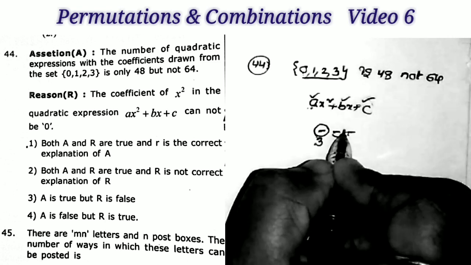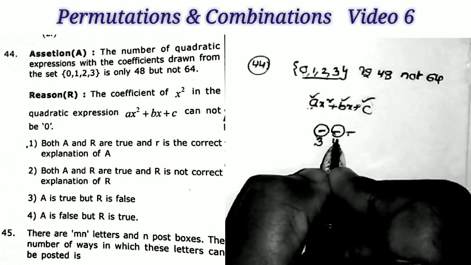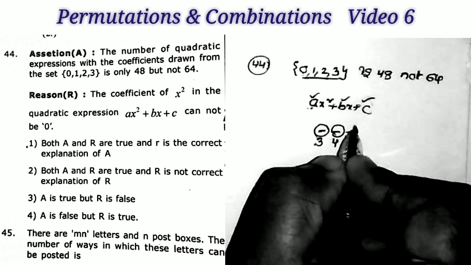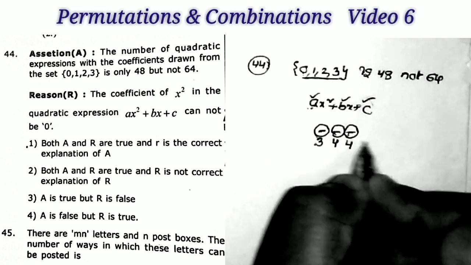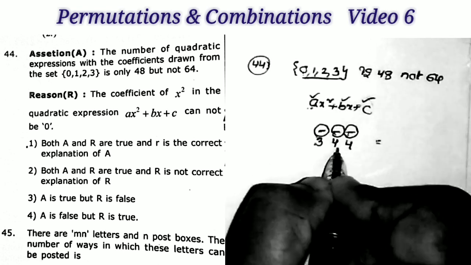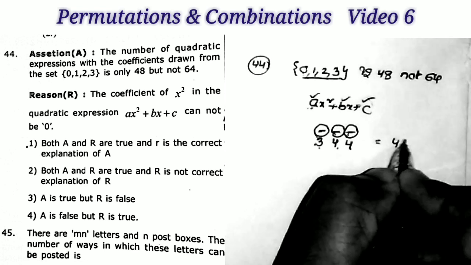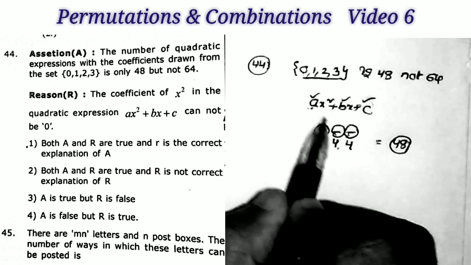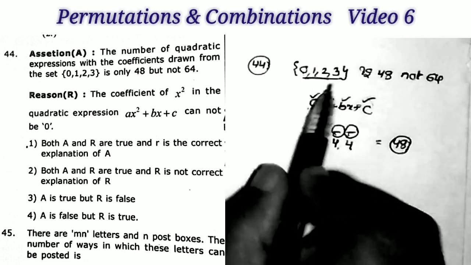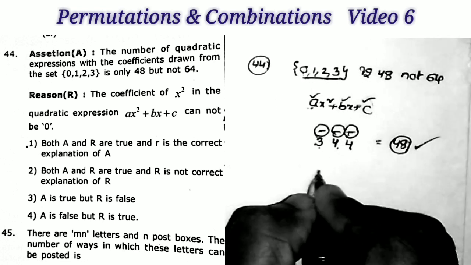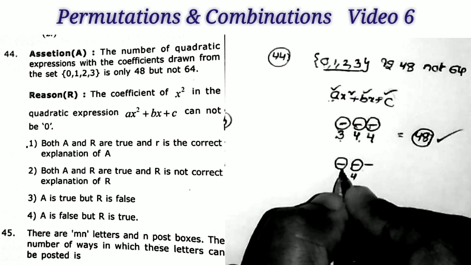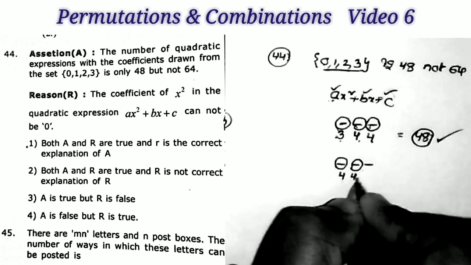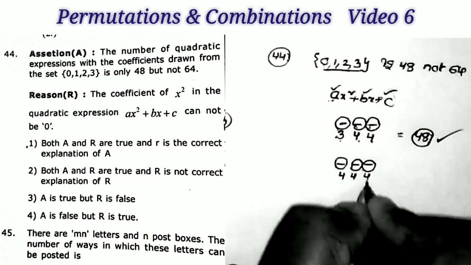Of course, here we can fill this gap in four ways, and here also we can fill this gap in four ways. That is, what are the possibilities here? 4 into 4, 16, into 3, that is equal to 48. That is the number of ways in which we can select the values a, b, c from the given set, 48 ways, but not 64. Okay, suppose we take that we can fill the first gap in four ways, second gap in four ways, third gap in four ways, like that.